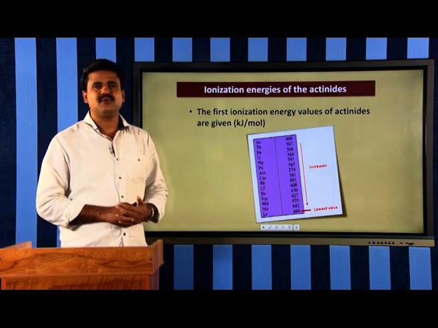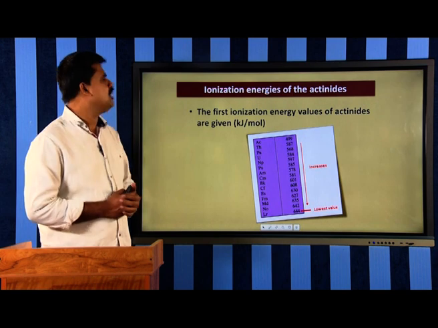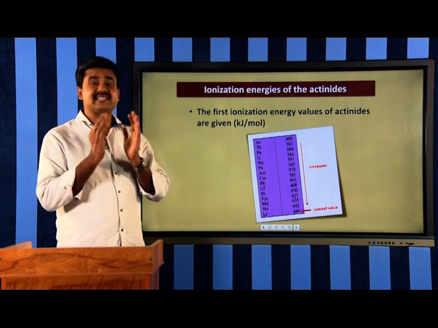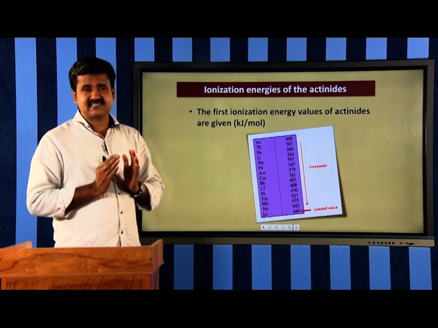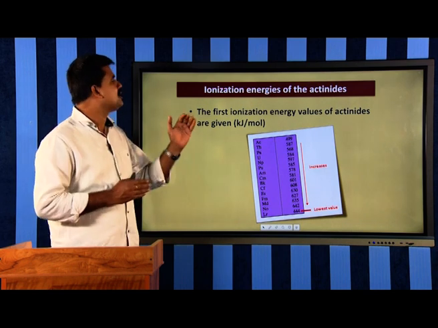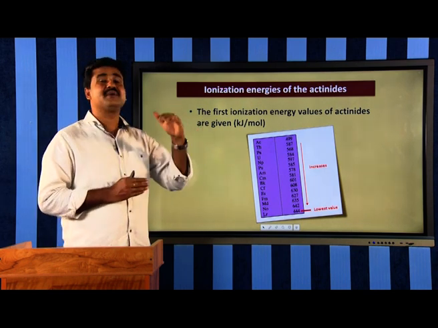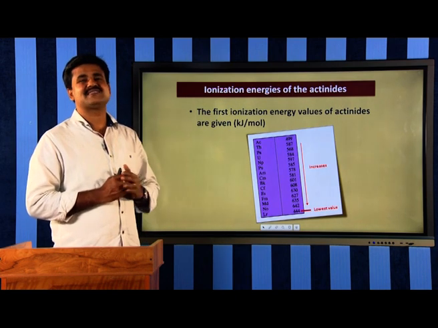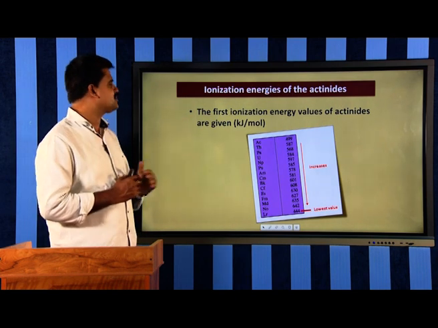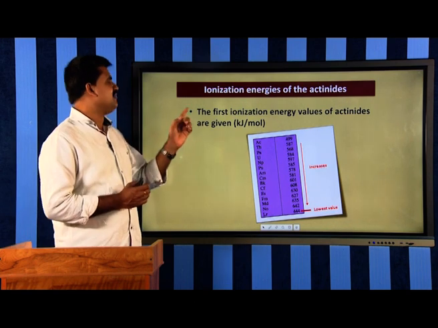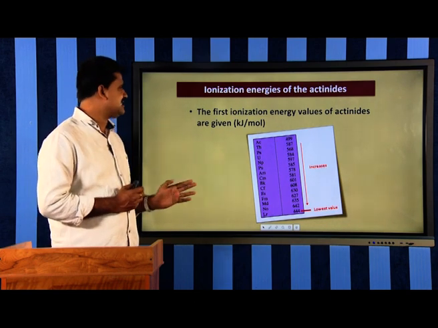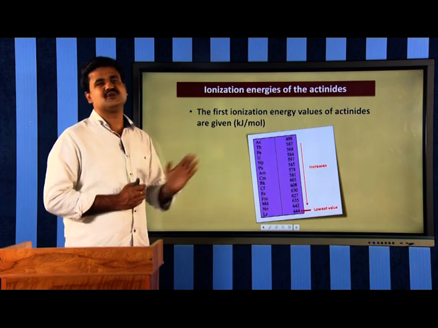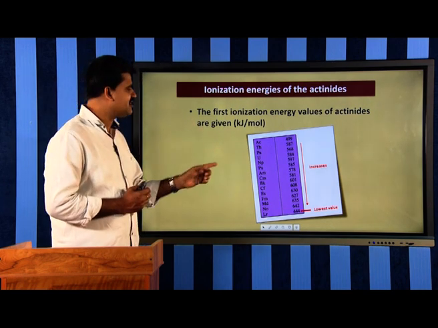Ionization enthalpy or ionization energy of actinides. Ionization energy is the amount of energy required to remove the most loosely bound electron from an isolated gaseous atom. The values of first ionization enthalpy of actinides, in units of kilojoule per mole, are given here.